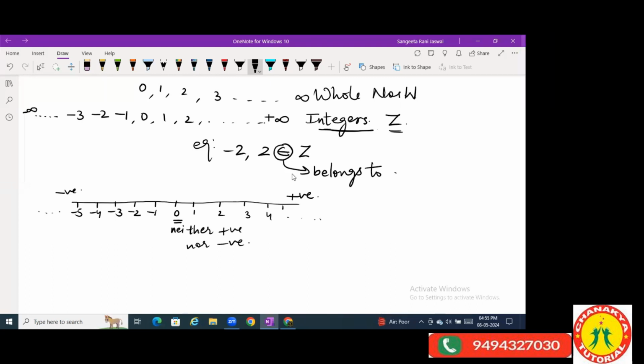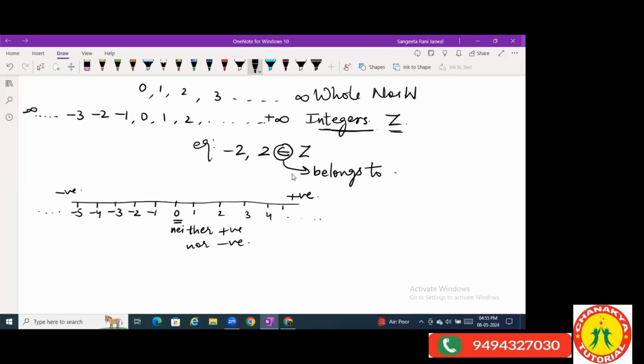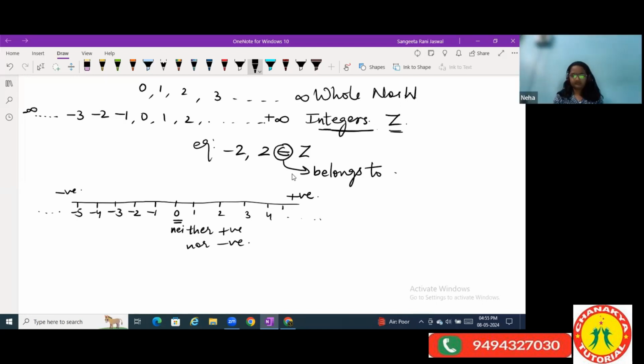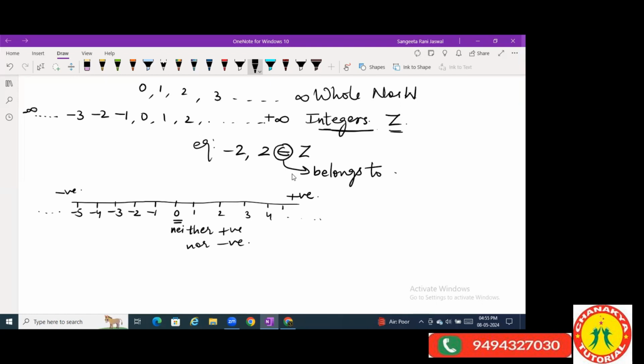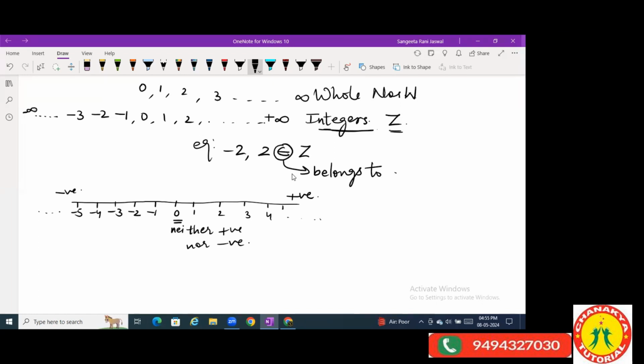Now see here, when we look at the number line, the numbers are increasing towards this side. 1 is greater than 0, 2 is greater than 1, 3 is greater than 2, and 4 is greater than all these numbers. But when we speak about negative numbers, we see that minus 1 is greater than minus 2. The numbers are increasing this side.